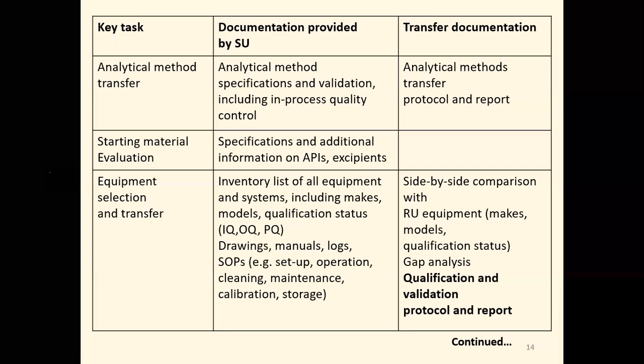Then equipment selection and transfer is there. Then we have to make the inventory list of all equipment and systems, including make, model, qualification status. We have to generate a list containing the name, make, model, and from where it has been purchased. Its IQ means installation qualification, its OQ means operational qualification, PQ means performance qualification. Then its drawing, its manual, its logs, its SOP.